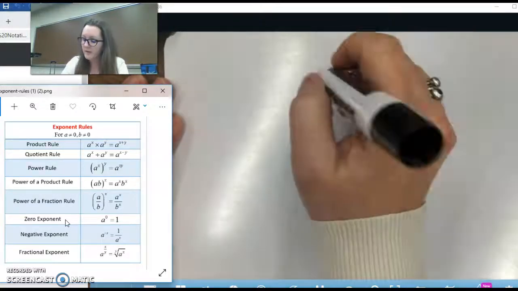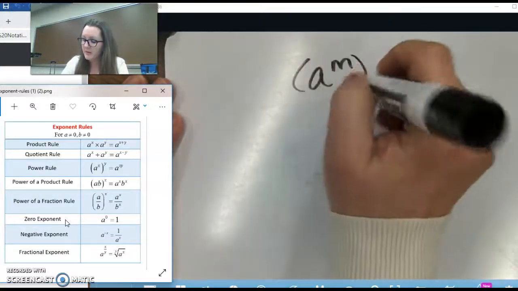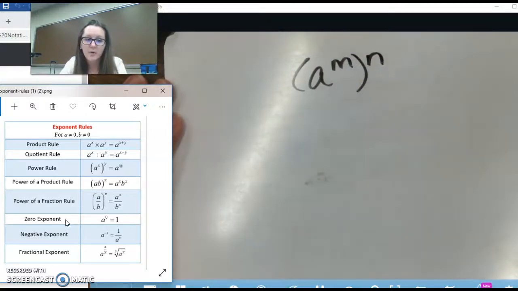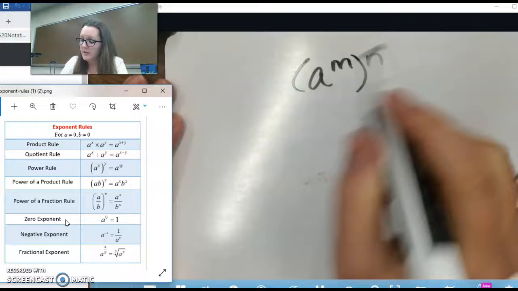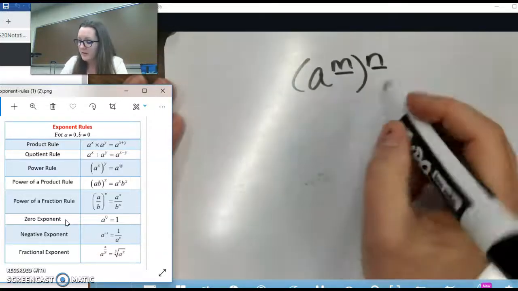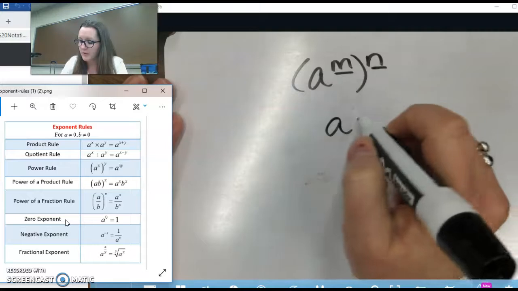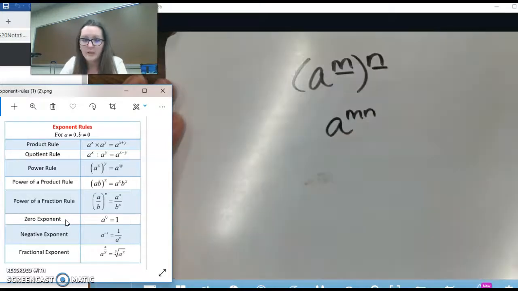Let's keep going. a to the m, to the n. This is another power rule. Anytime you have an exponent being raised to another exponent, we're multiplying them. So your answer looks like this: a to the mn. Okay, m times n.